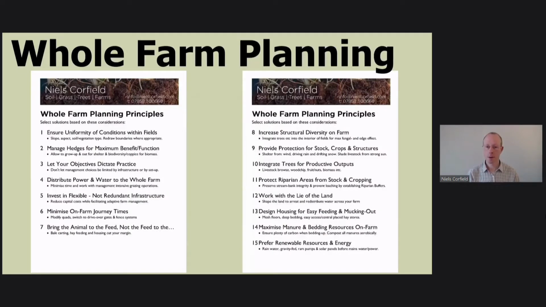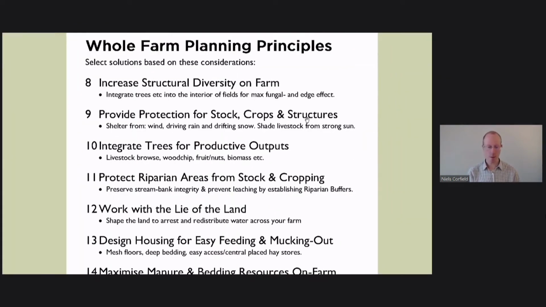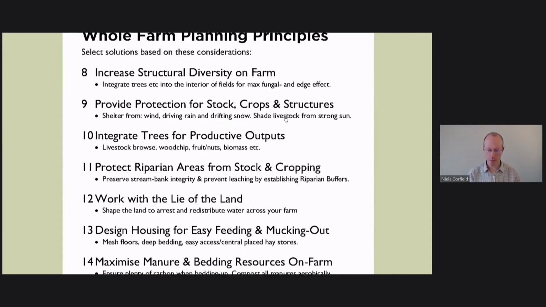Agroforestry as a whole sits under what I call the whole farm planning framework, which is a number of practical principles. The ones that pertain to trees are these ones here on the right hand side: providing protection for stock, crops and structures, integrating trees for productive outputs, and protecting riparian areas from stock and cropping.